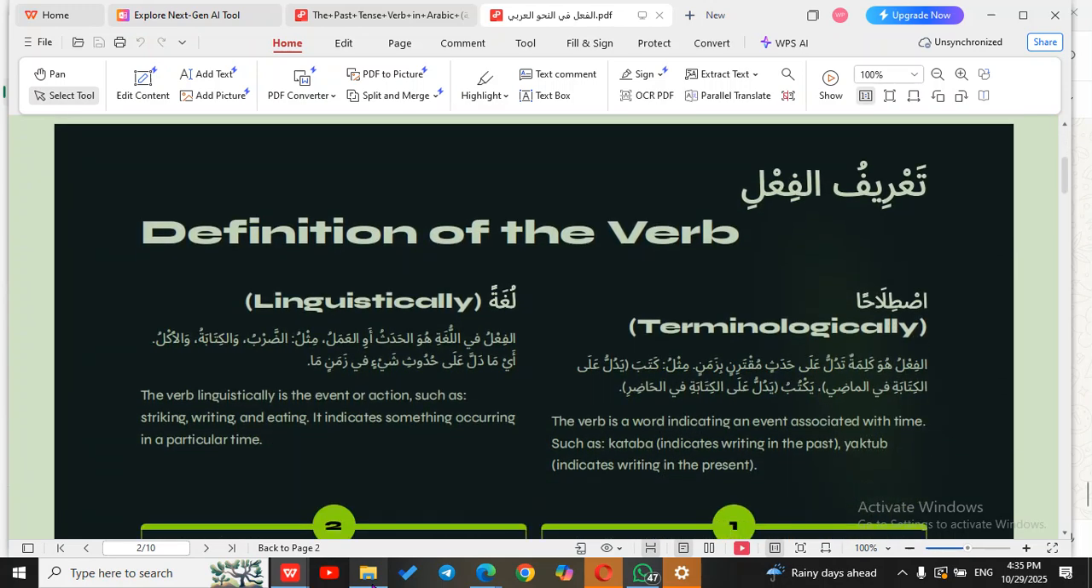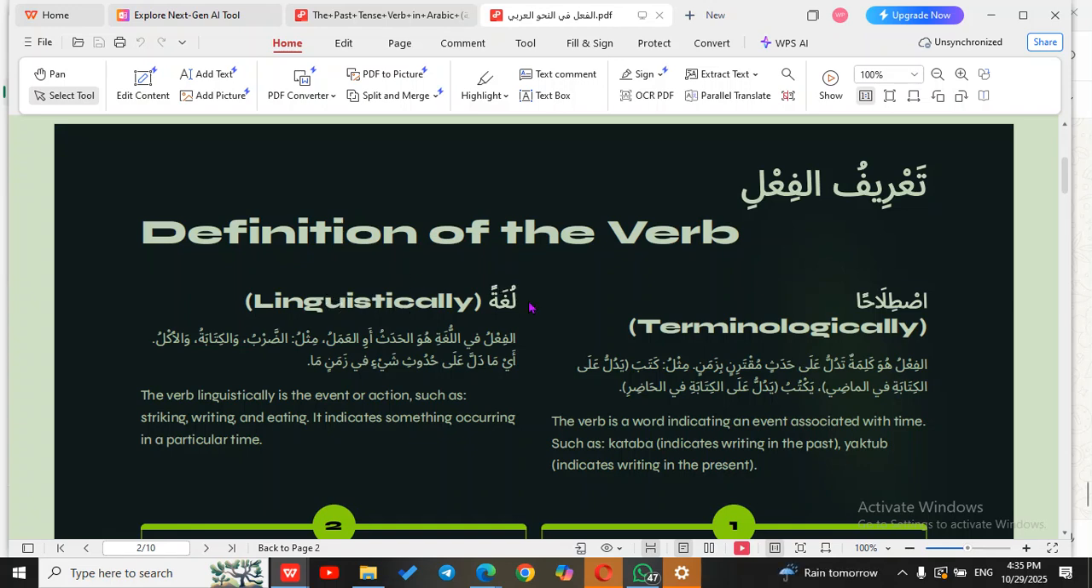تعريف الفعل, definition of the verb. Because if we are saying that al-fi'lu, so al-fi'lu means verb. So we have two definitions here. We have terminologically and we have linguistically. The definition of al-fi'l istilahan, it is called terminology, while the definition of al-fi'l lugatan, it is called linguistically.